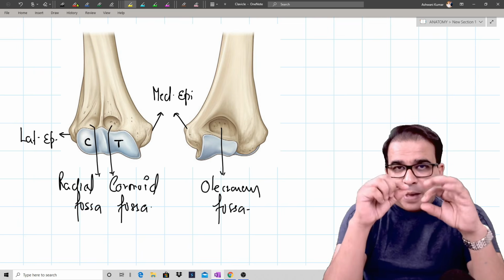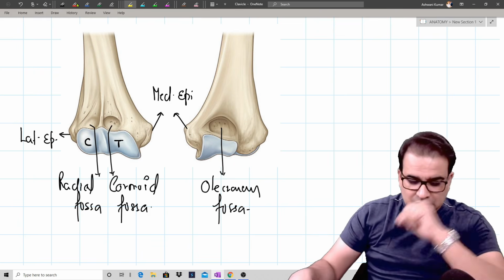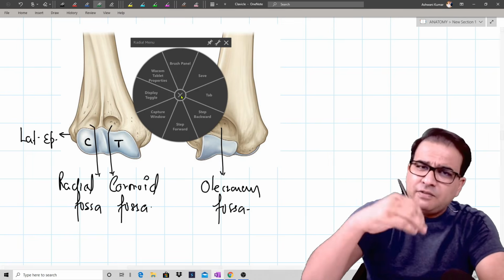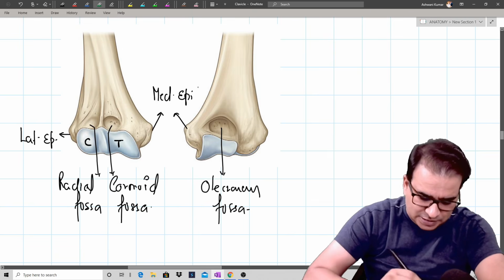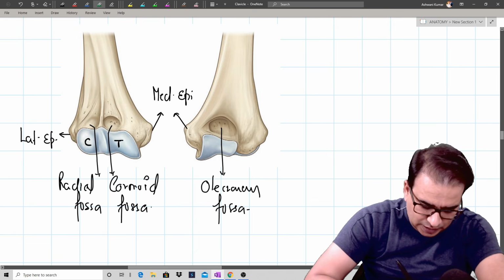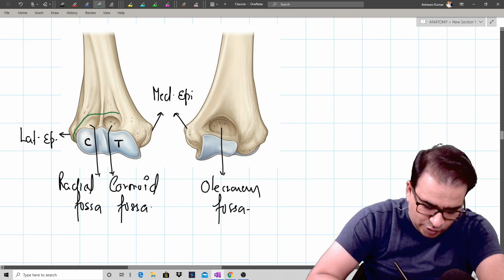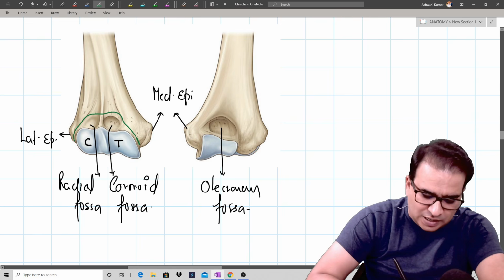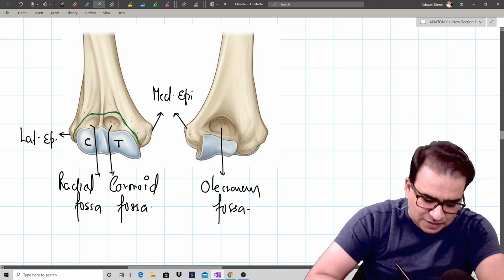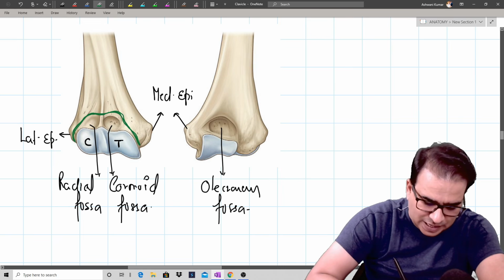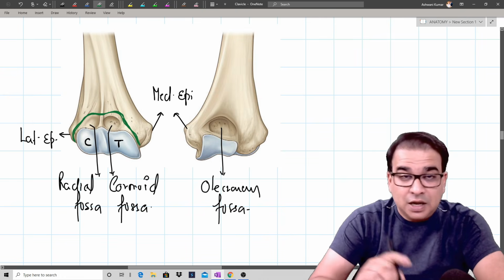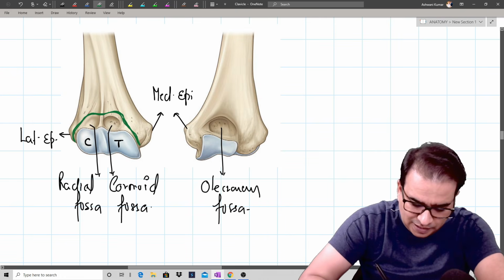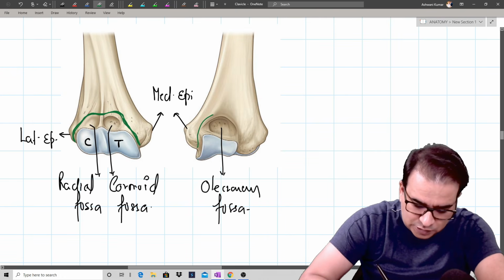When it comes to the capsular attachment, the capsule of the elbow joint, which again we will talk about in the next discussion, guys. The capsule of the elbow joint will be accommodating these fossa. Capitulum and trochlea are obviously inside only, but the radial fossa and the coronoid fossa are inside. They're intracapsular, not the epicondyles. And similarly, olecranon fossa is also inside the capsule.